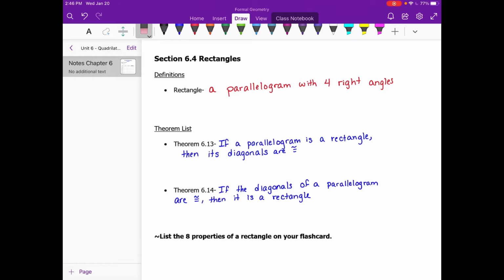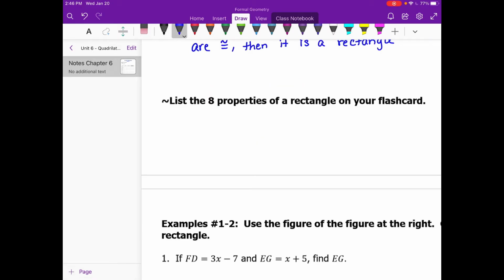So a couple theorems to start us off is theorem 6.13 that says if a parallelogram is a rectangle, then its diagonals are congruent. Theorem 6.14 is like the same thing but in reverse, and it says if the diagonals of a parallelogram are congruent, then it is a rectangle. Okay, next, we're going to list the 8 properties of a rectangle.